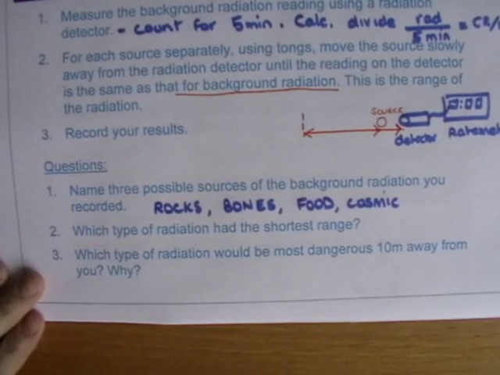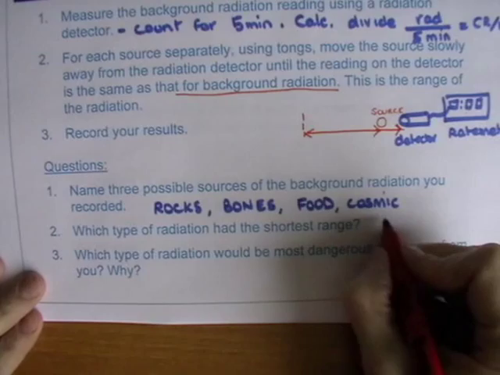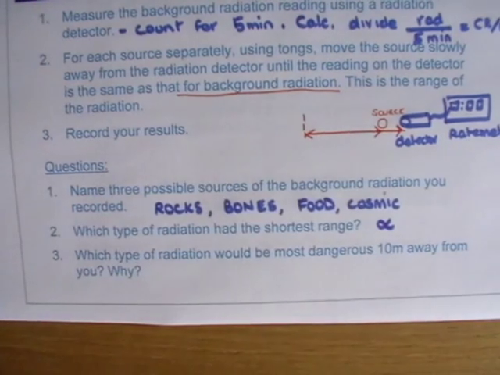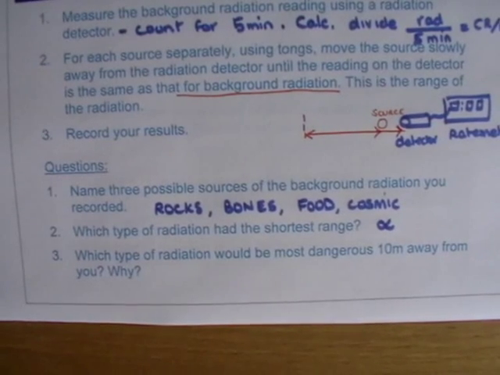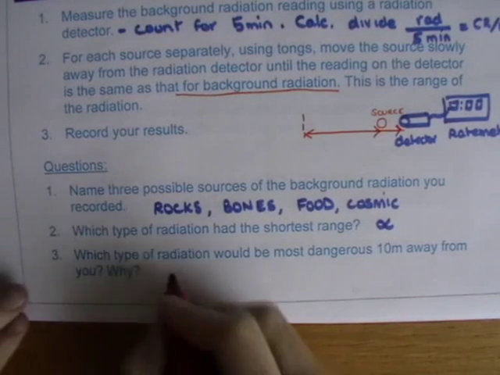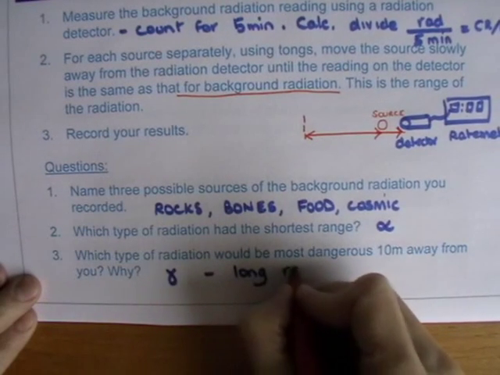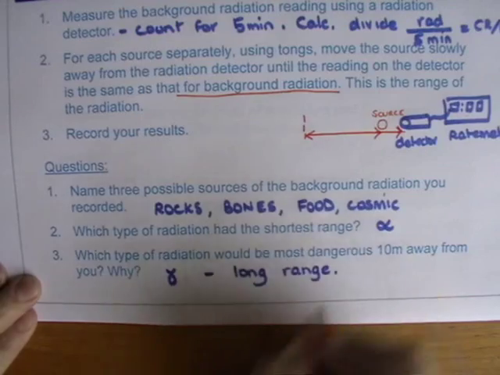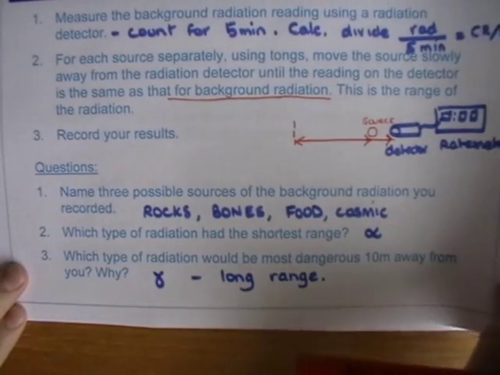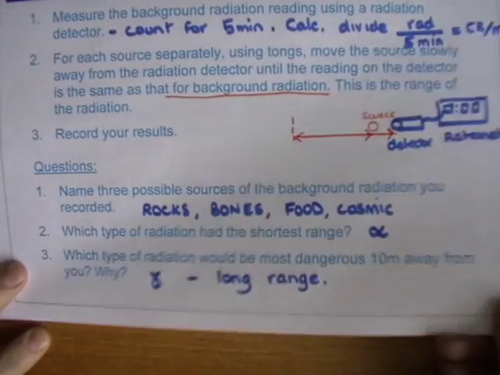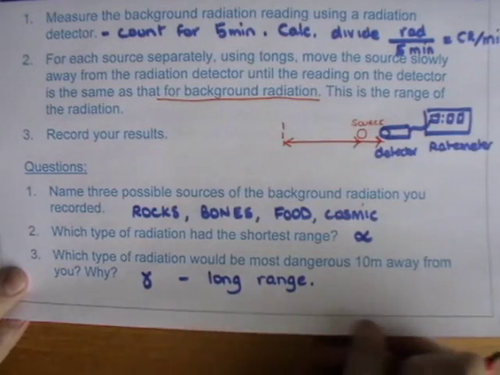Which type of radiation had the shortest range? Now the shortest range is the alpha radiation has got the shortest range. Which type of radiation would be most dangerous 10 meters away from you? Why? And the answer is that it's gamma, and it's got a very long range. Now the problem is, of course, with all these radiations, we can't see them and we can't feel them, and it would only be long term that maybe you might have effects, some kind of illness like cancer or something from too much radiation, but you wouldn't know about it at the time.